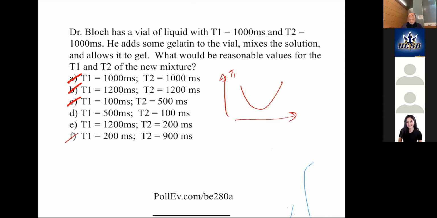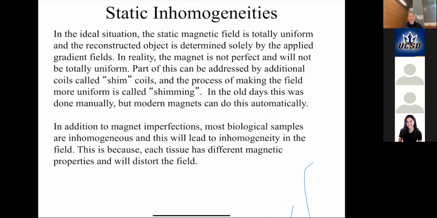But the problem is we don't know where we are on this curve. We could have been here, in which case T1 would go down, or we could be here, in which case T1 would go up. So actually both D and E, given the information you have, are possible. Any questions on T1 and T2?